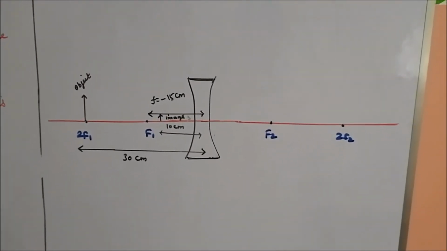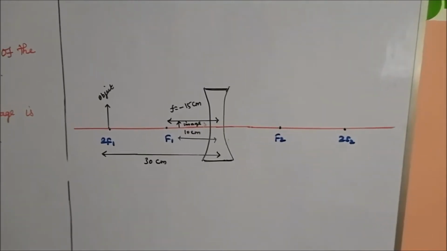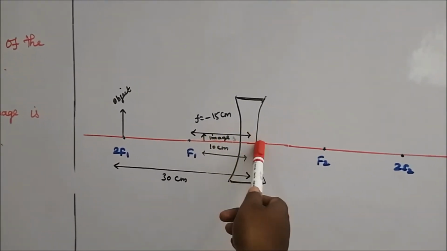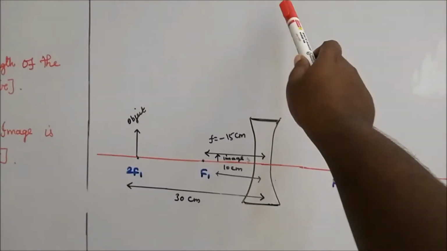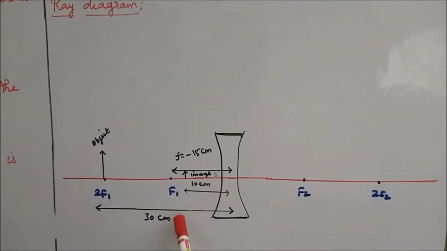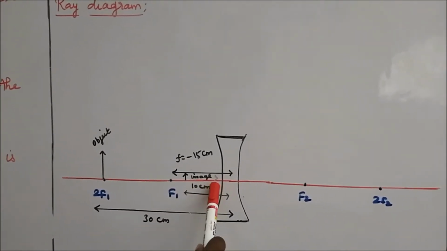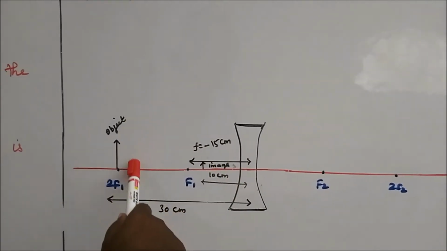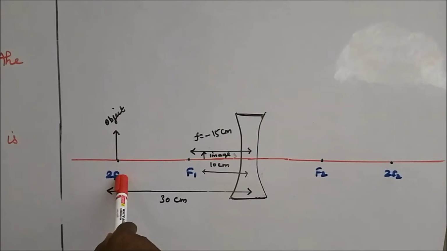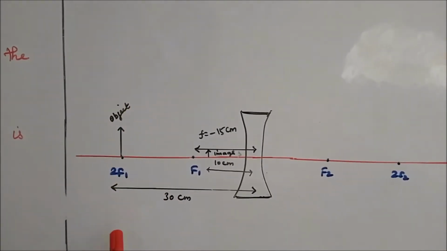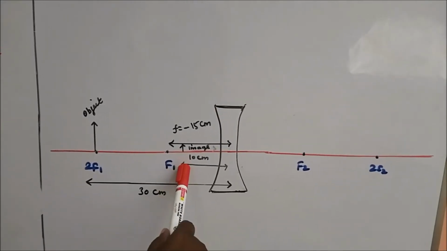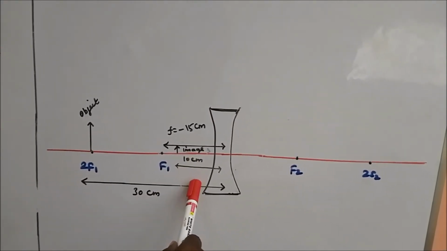This is the ray diagram for this question. This is a concave lens and we are given the focal length 15 centimeter. So the object distance we got is minus 30 centimeter. If F is equal to minus 15 centimeter, obviously the 30 centimeter should be at 2F1. So the object should be placed at the point 2F1 and we are getting the object distance as 30 centimeter, and we are given the image distance 10 centimeter.